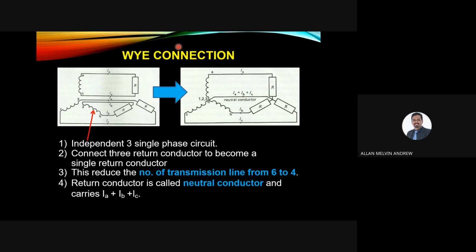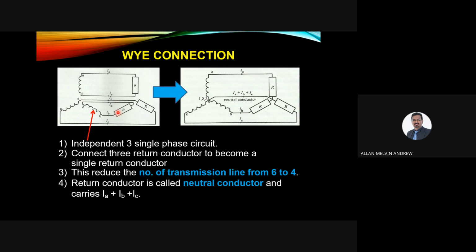How can we differentiate? We can see the connection will be in a Y shape, like this, so it's Y. Delta will be different, it will be in a triangle shape. Later I will show you the delta connection. So for Y connection, it will be like this.